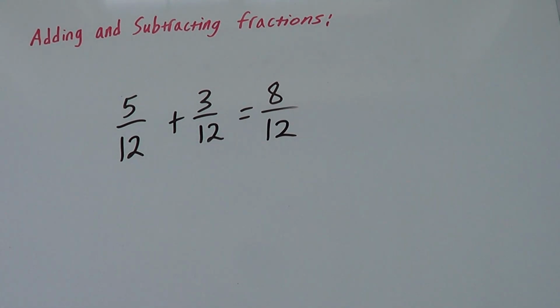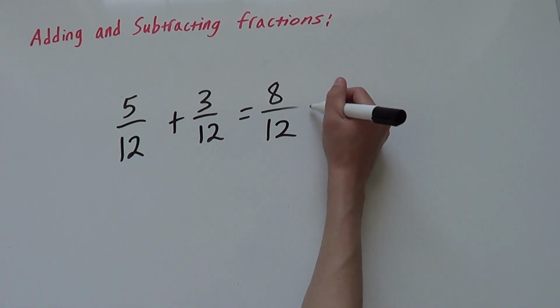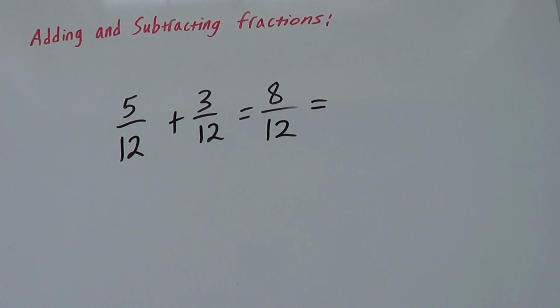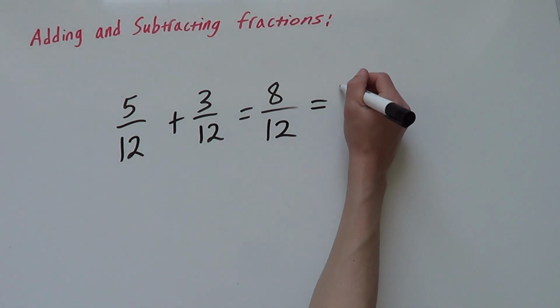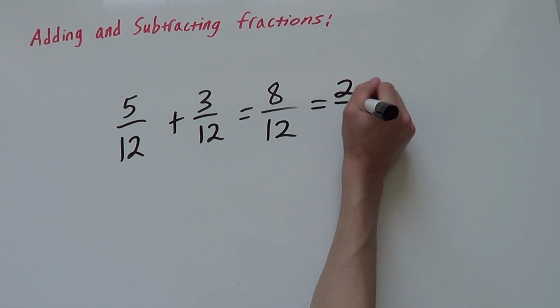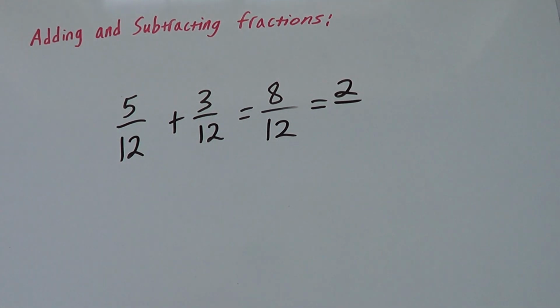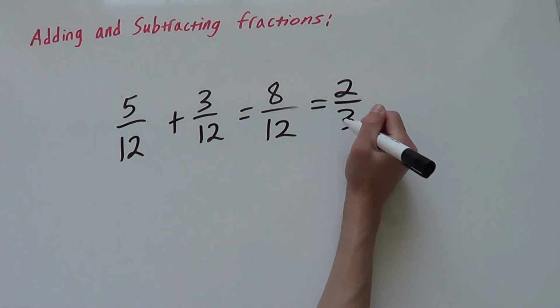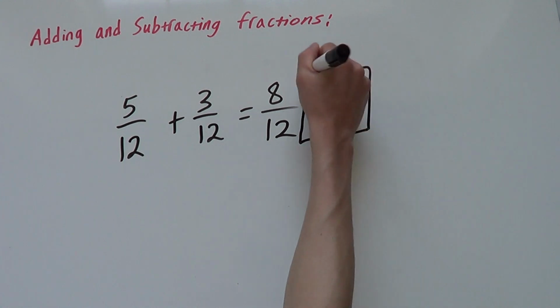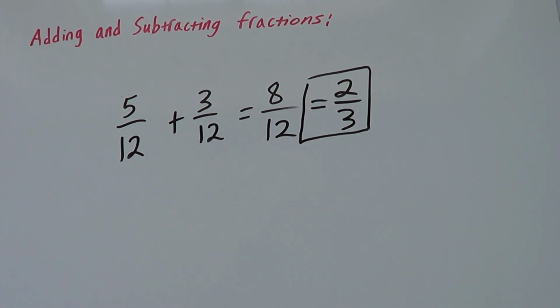Then we check if it can be simplified. This can, because 4 goes into both of these numbers. 4 goes into 8 2 times, so we have 2 over, and 4 goes into 12 3 times, so the simplified answer is 2 over 3.